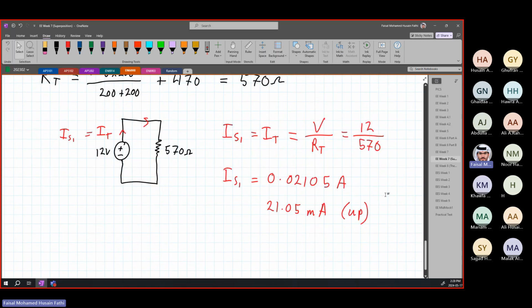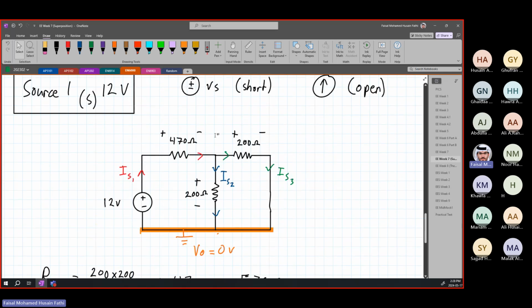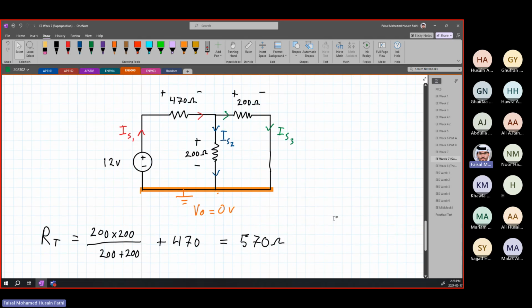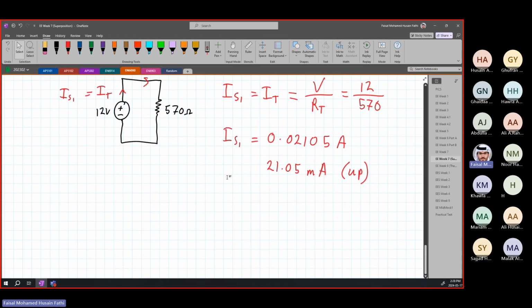Now that we found our total resistance and the first current, we can find the other two currents in any method you want. Usually the method I showed you is by finding VR1 and then equating and doing all of that. But today I want to explain a new concept just in case you want to use it, which is the current divider rule.